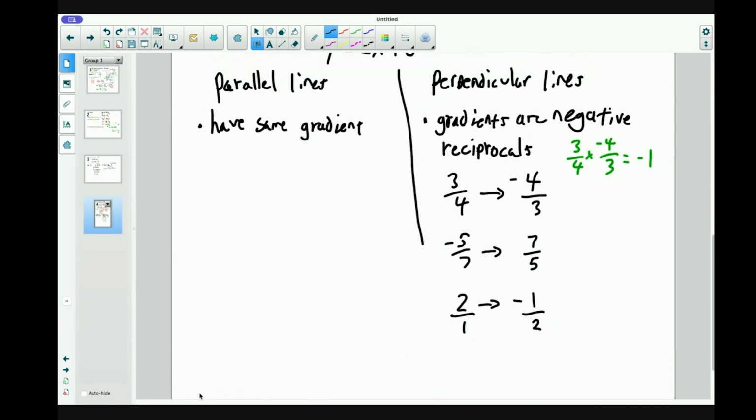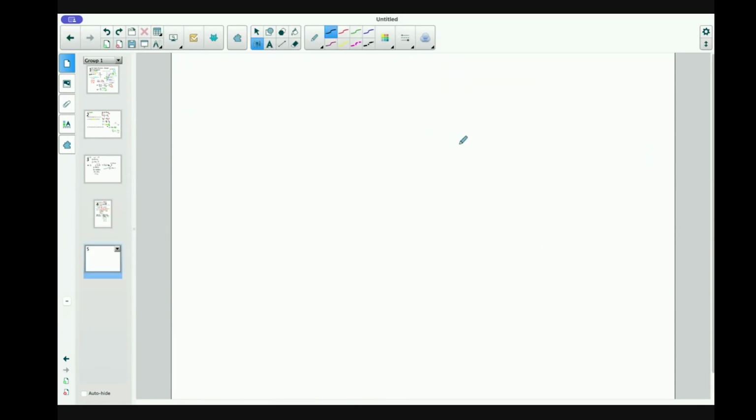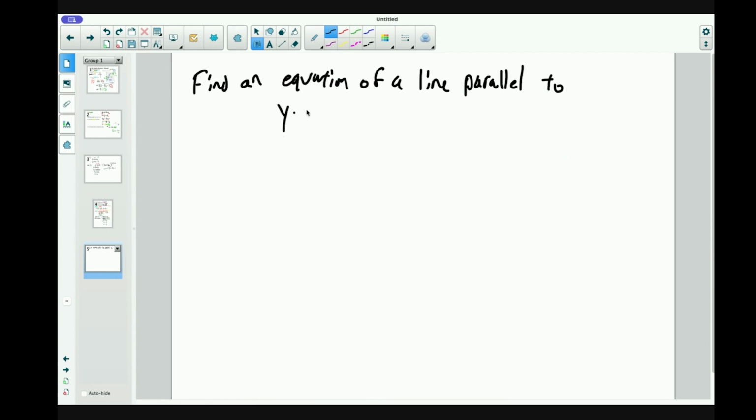So we'll take a look at a few examples where we're going to put those into practice. Okay, so let's look at our first example here. Actually, I'll just write it down. Makes it a little bit easier. So we want to find an equation of a line parallel to y is equal to 7x minus 3.